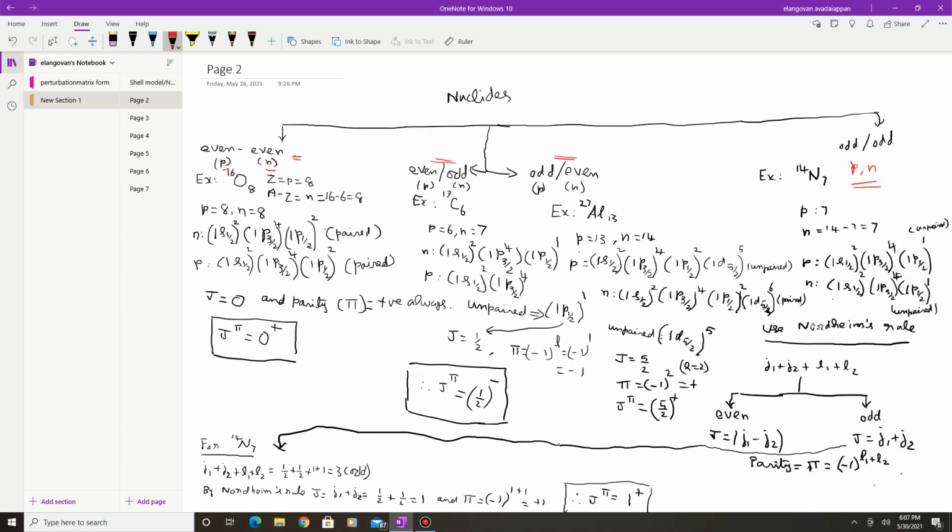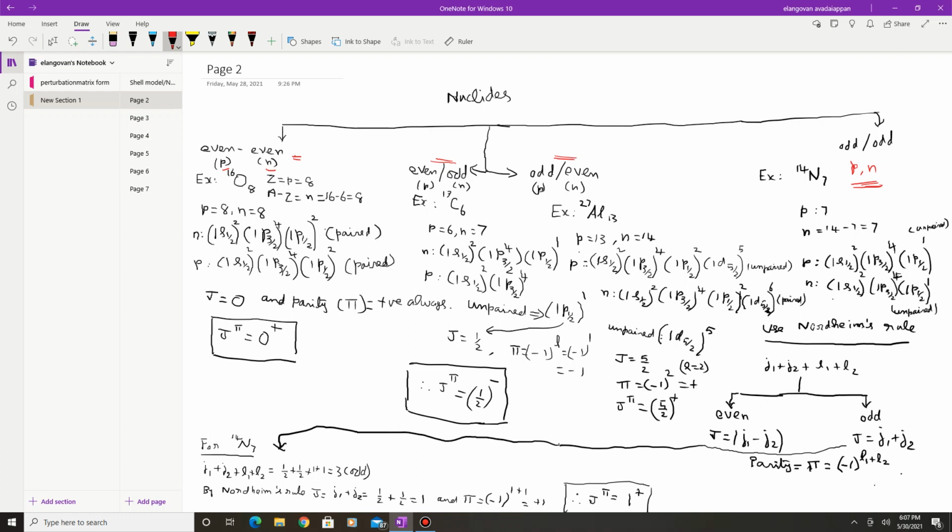So the proton number and neutron number both odd is an odd-odd nucleus. The proton number and the neutron number both even is an even-even nucleus, and the proton number and neutron number being odd-even or even-odd, you can call these odd-even and even-odd nuclei. So mainly it is categorized in 3 forms.